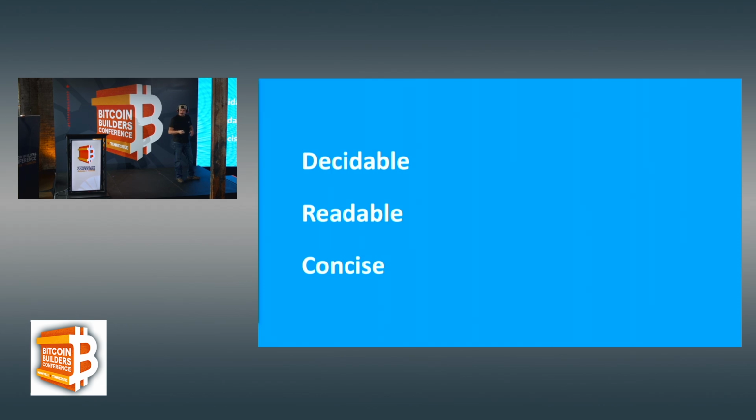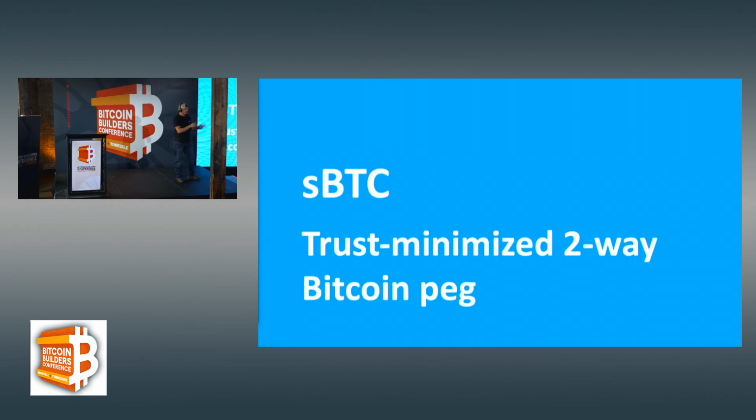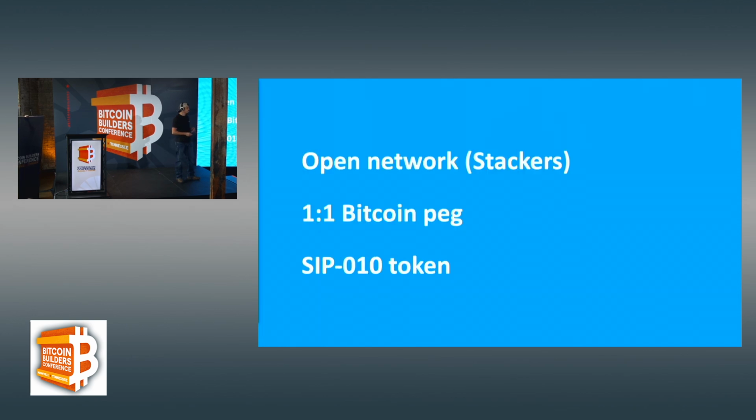The other main component, again, that's going to be talked about in detail in the next talk, is SBTC. And this is that trust-minimized two-way Bitcoin peg. So this is how we're actually going to be able to use our Bitcoin on the Stacks L2. And crucially, this is an open network. This is one of the biggest differences between SBTC and a lot of other two-way peg protocols, is that stackers are an active participant in this system for validating these SBTC transactions, and anybody can become a stacker.